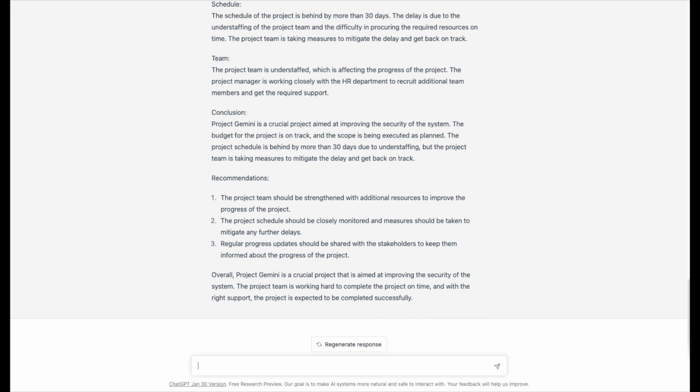All right. So that's not a bad update, all things considered. It was a lot of regurgitation of the things that I put in. Let's give it some additional instruction.